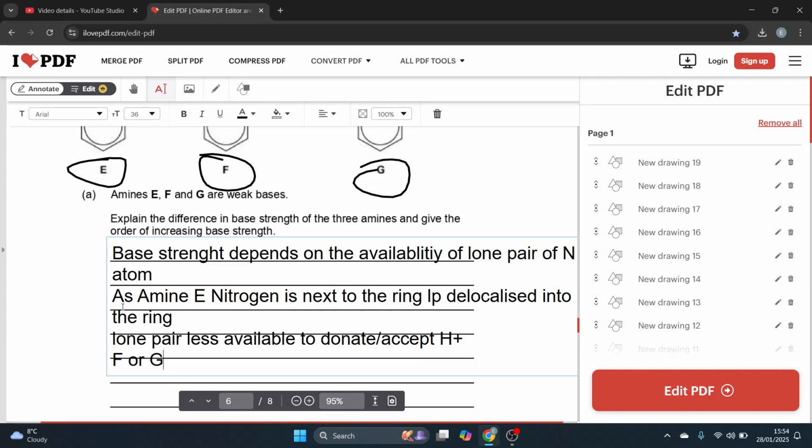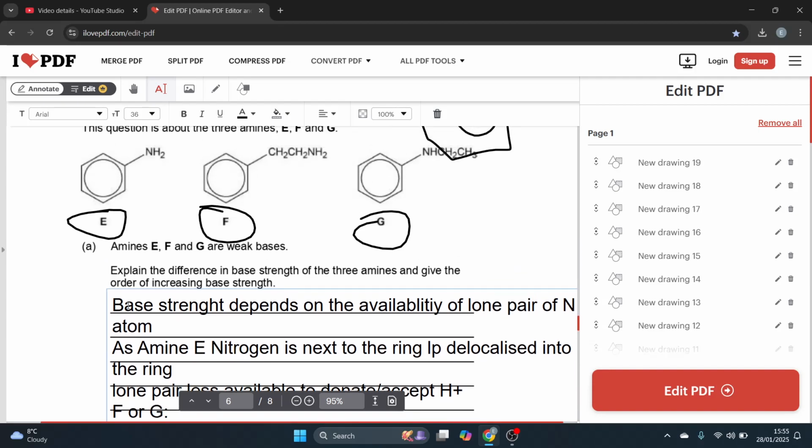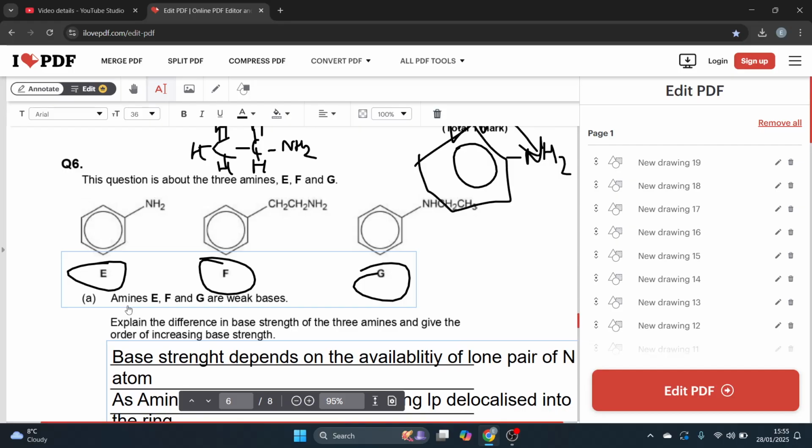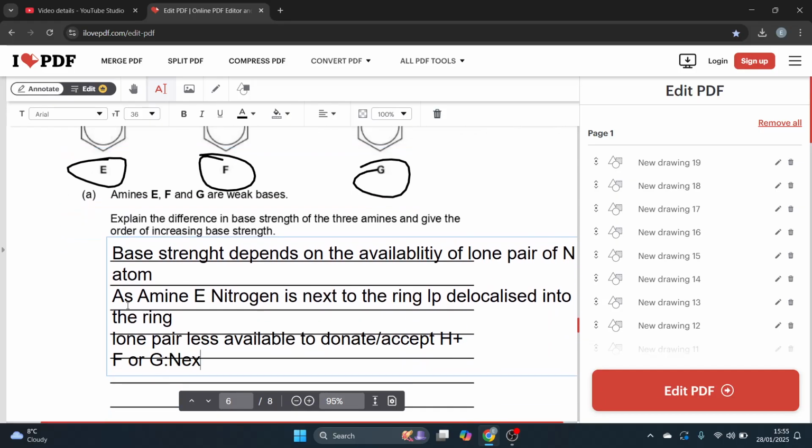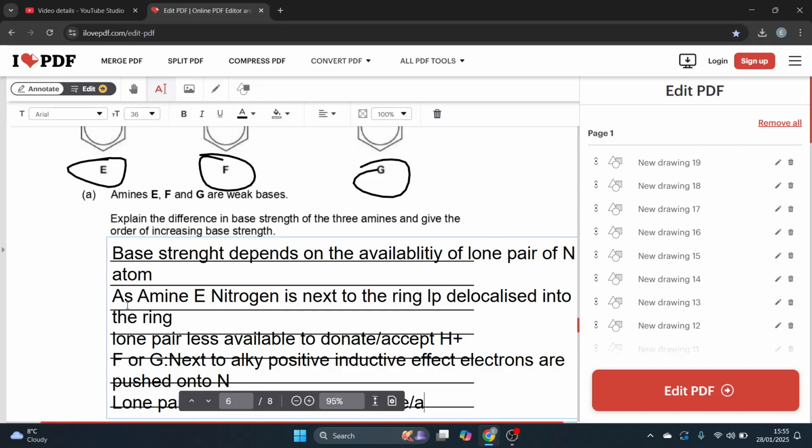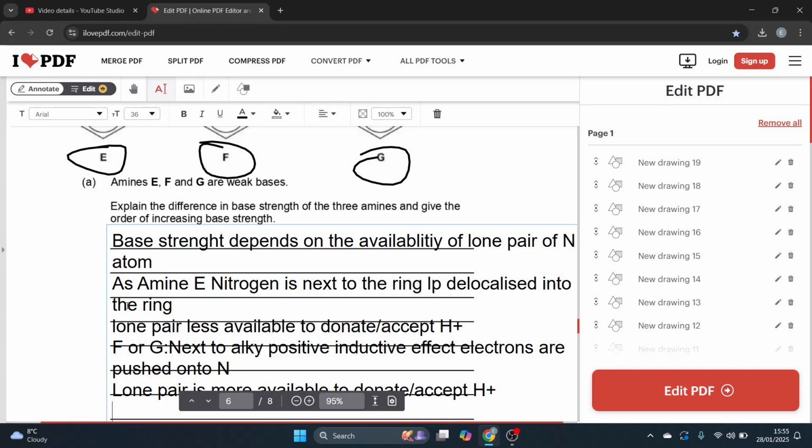F or G, well, if I look at both of them, F or G, next to alkyl groups, therefore positive inductive effect, electrons are pushed onto nitrogen, lone pair is more available to donate, accept H plus, and therefore order of increasing base strength should be E, obviously the weakest.